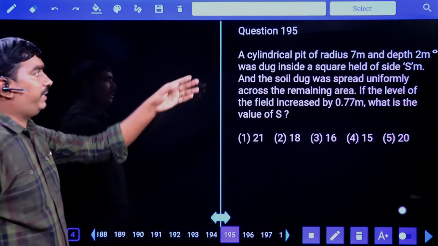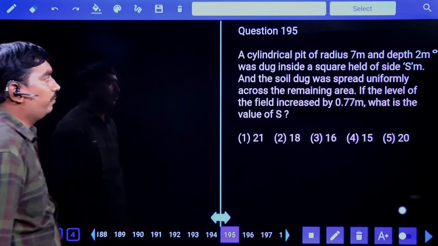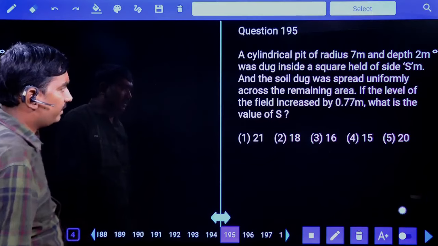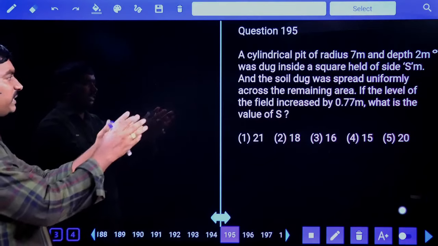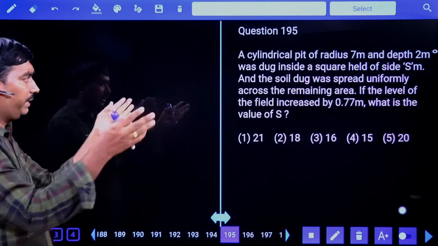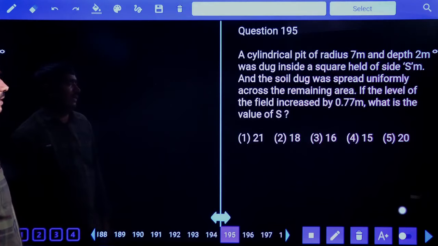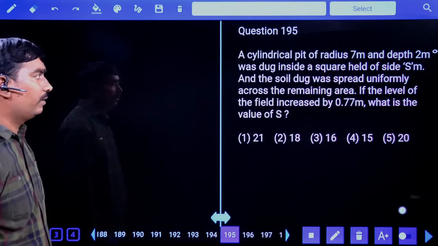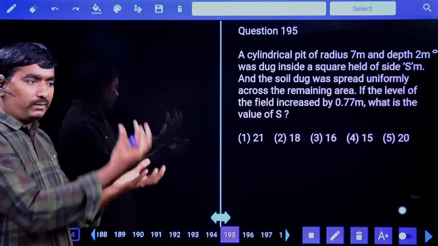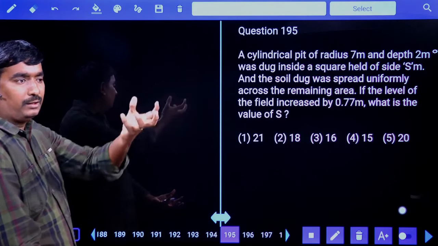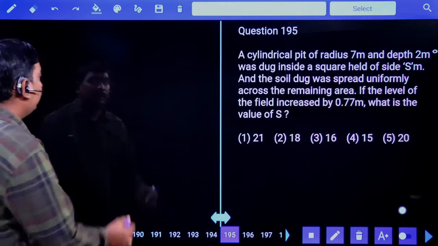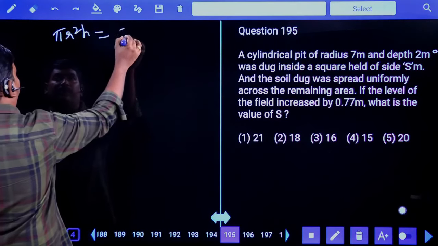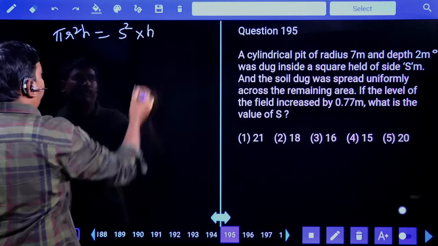A cylindrical pit of radius 7 meters, depth 2 meters was dug inside a square field of side S meters, and the soil dug was spread uniformly across the remaining area. If the level of the field increases by 0.77 meters, what is the value of S? Means whatever the cylinder volume we are having, the soil volume, both are equal. Cylinder volume means pi r square h is equal to soil volume means S square into h.